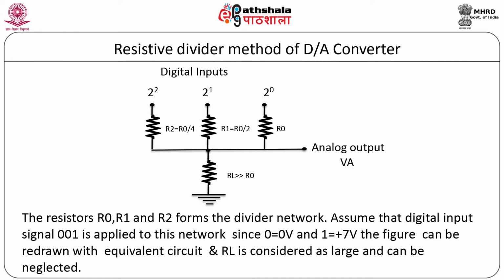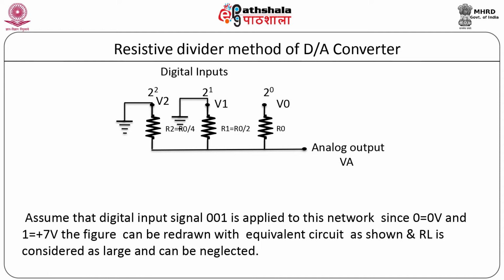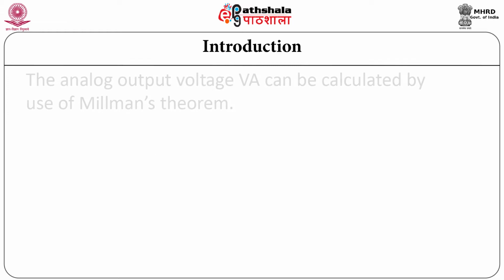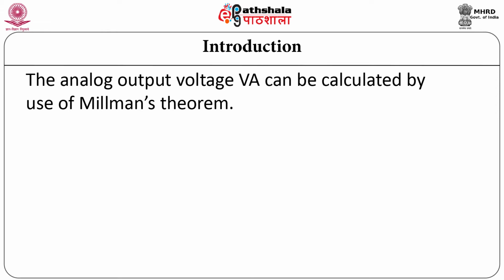For a digital input 0, 0, 1, the equivalent circuit can be drawn as seen. Since the digital input is 0, 0, 1, the voltage levels V1 and V2 are 0, and hence as shown in the circuit diagram, the equivalent circuit can be redrawn. For this figure, we can calculate the equivalent analog voltage VA. For the calculation of VA, we can use Millman's theorem.